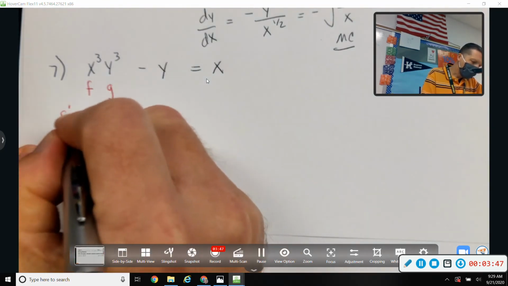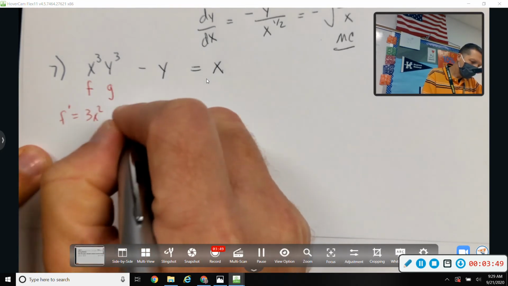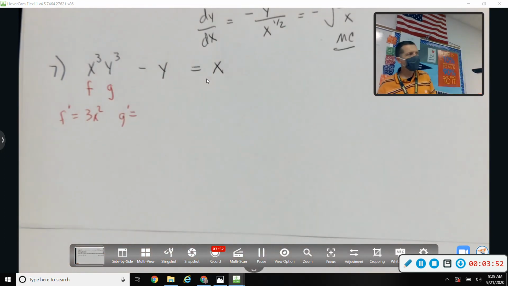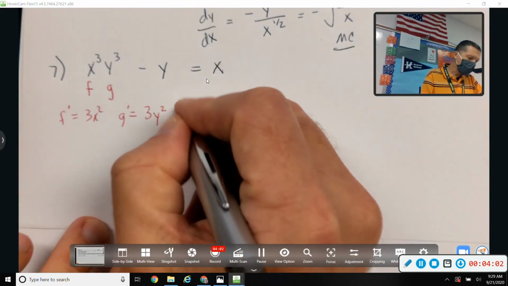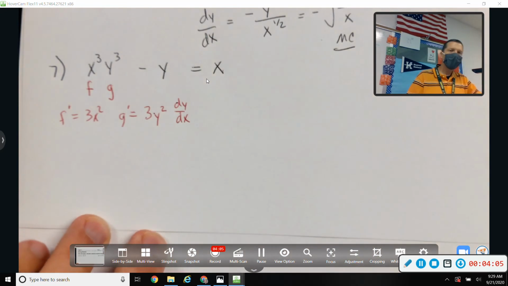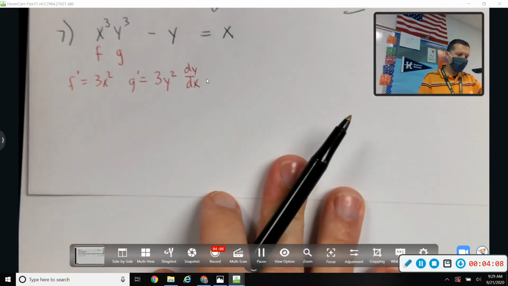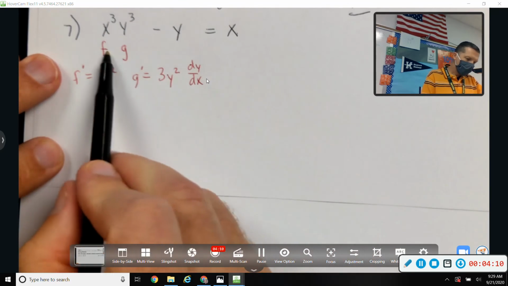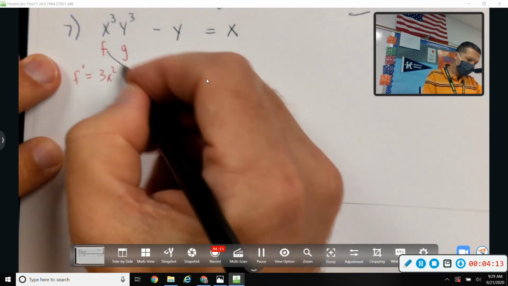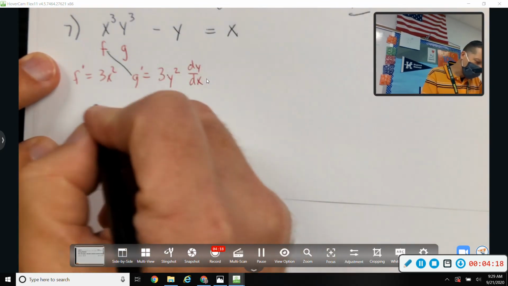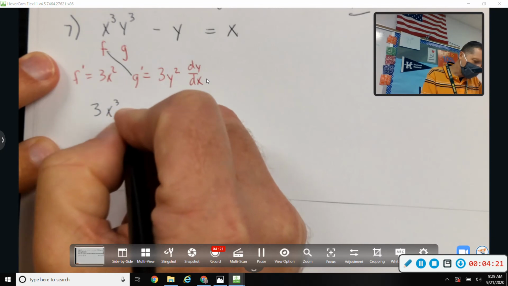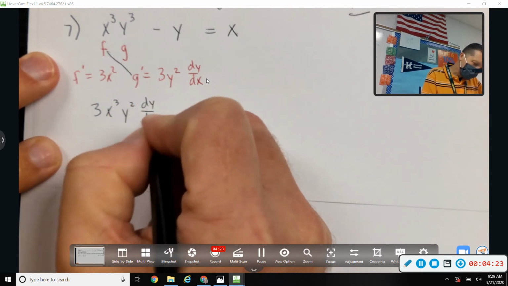So f prime would be 3x squared. G prime, what's G prime going to be? 3y squared. Yeah, so 3y squared, but also dy dx. So putting the pieces together. First times derivative of the second. Again, if you need to physically connect them, then by all means do that. So 3x cubed y squared dy dx.